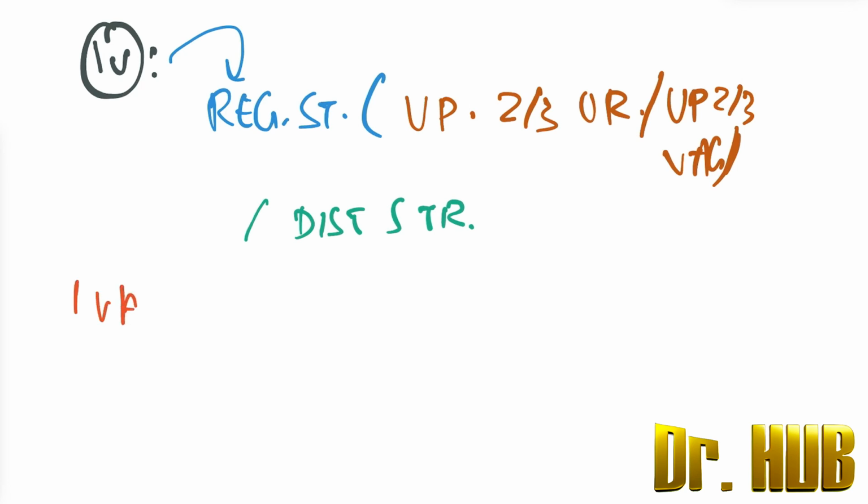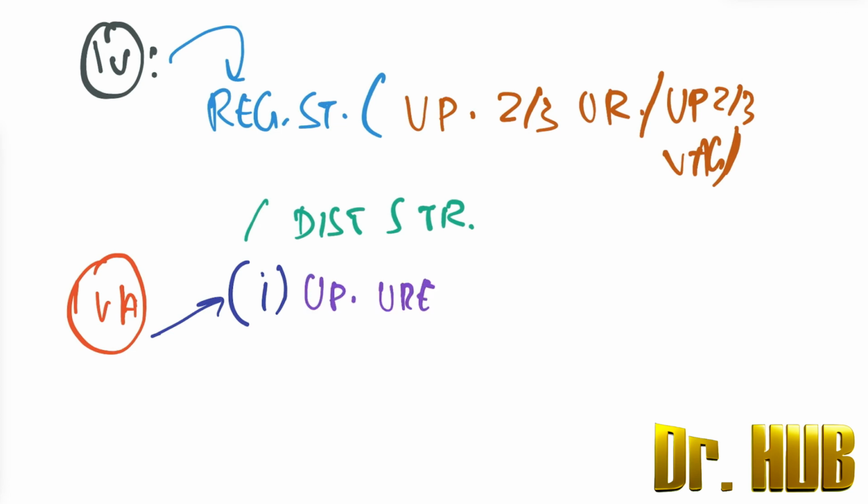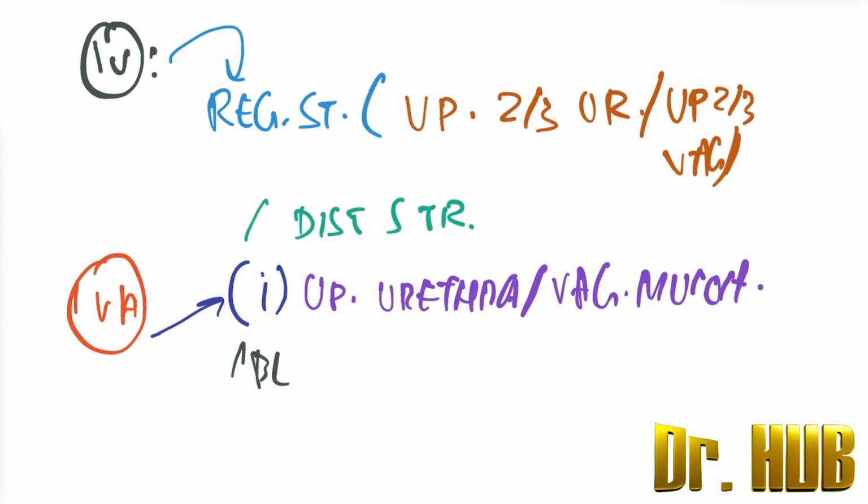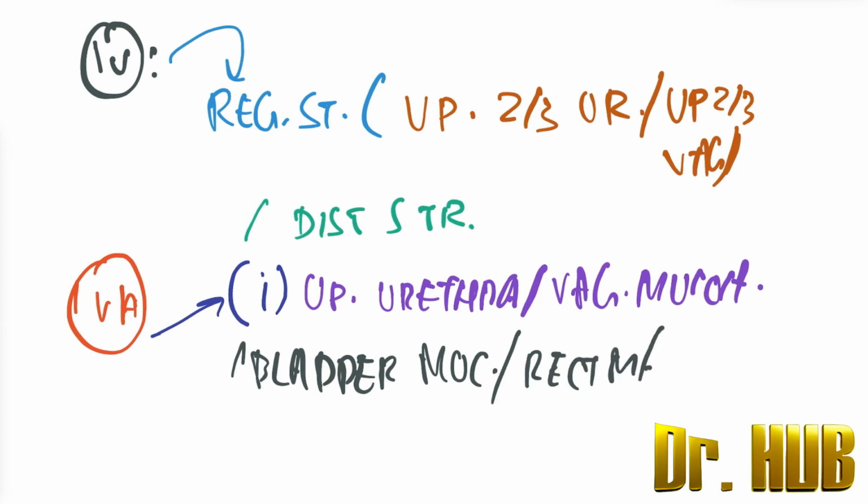Now we look at 4A. What is meant by 4A? 4A1 invades any of the following: the upper urethra or the vaginal mucosa, the bladder mucosa or the rectal mucosa, or it is fixed to the pelvic bone.